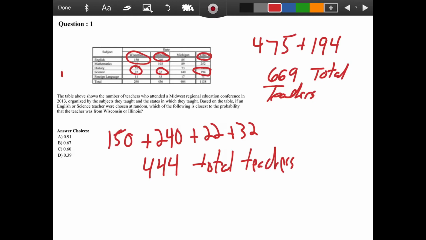Now, if you look at the formula, we want desired outcomes over total possible outcomes. So in this case, we're going to set up a fraction and do 444 over 669. And what that equals is 0.66. And if we look at the answers, we find out that choice B is closest.